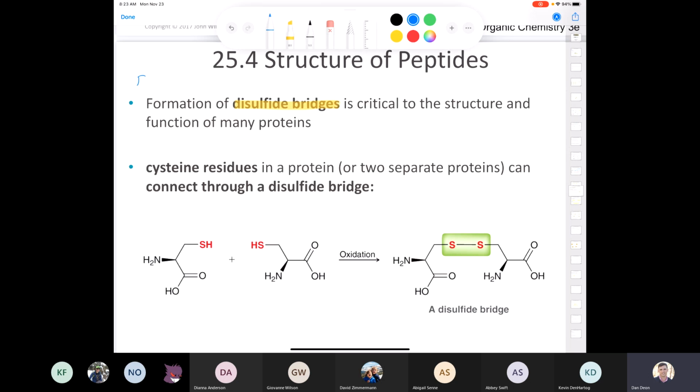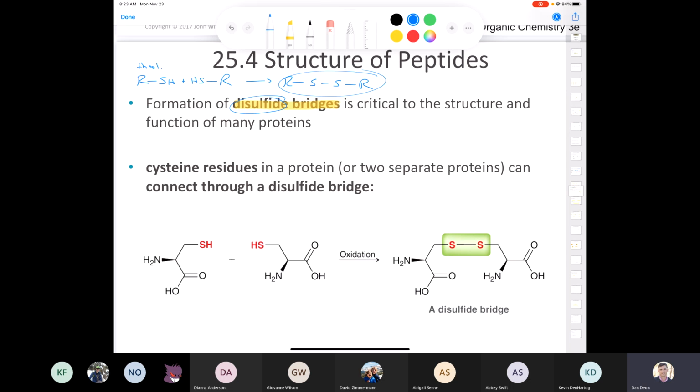Well, hopefully you remember what a disulfide is. If you remember way back in the day, we talked about thiols briefly in the alcohols chapter. So this is a thiol, and the other one is obviously a thiol. If we oxidize that, we can produce what's called a disulfide. So this is a disulfide, what I have shown right here.